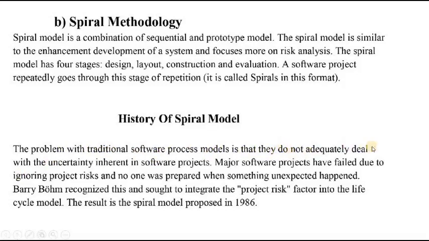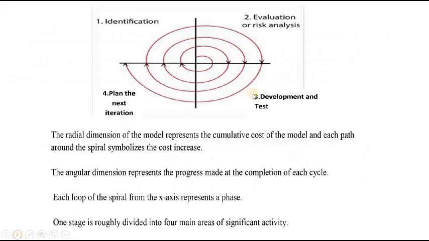The problem with traditional software process models is that they do not adequately deal with the uncertainty inherent in software projects. Major software projects have failed due to ignoring project risks, and no one was prepared when something unexpected happened. Barry Boehm recognized this and sought to integrate the project risk factor into the life cycle model. The result is the spiral model proposed in 1986. This is the spiral model.